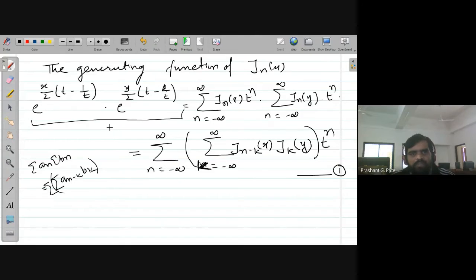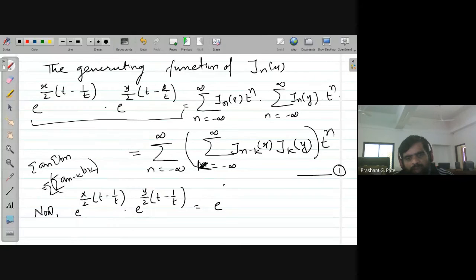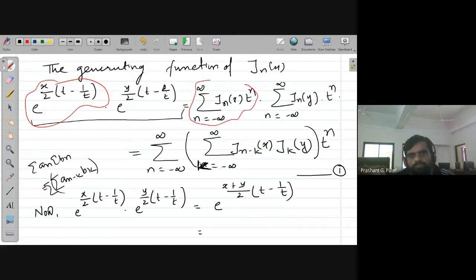Now let us simplify the left side and see what is happening. e power x by 2 into t minus 1 upon t, into e power y by 2 into t minus 1 upon t, is equal to e power x plus y by 2 into t minus 1 upon t, when we combine the exponents. If we use the generating function here also, where we had x we now have x plus y. So this is the summation, n running from minus infinity to plus infinity, of Bessel's function at x plus y into t power n.